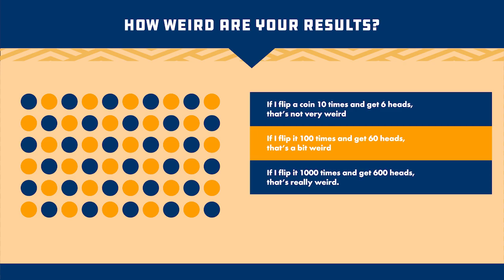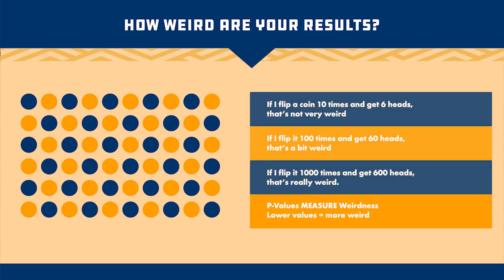So in case you didn't do the math in your head, I got 60% heads in each of these experiments, right? But the experiment that had 1,000 coin flips was much weirder. The results were much weirder, despite still getting 60%. They should feel weirder to you. And the p-value actually accounts for that, right?